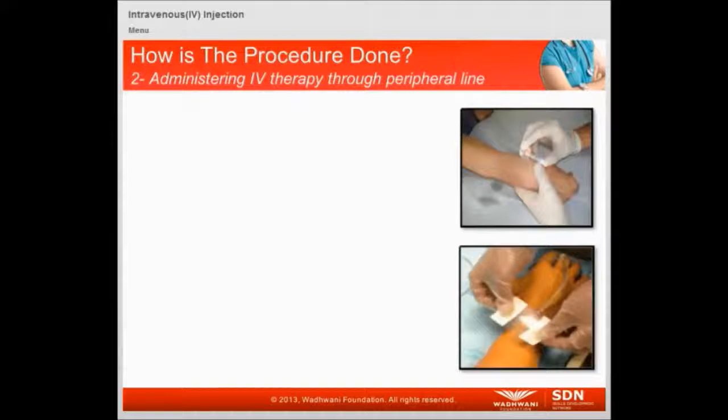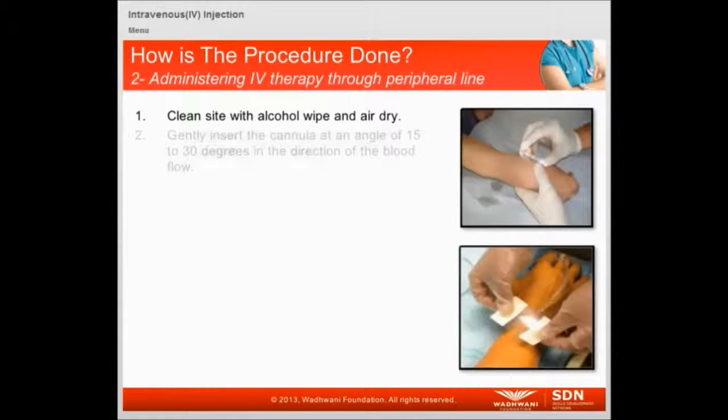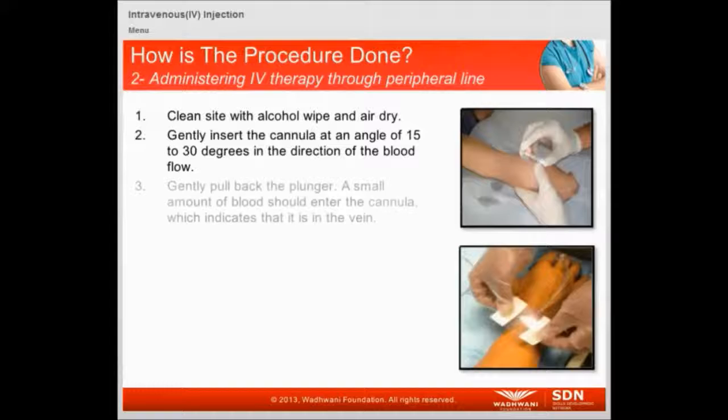Now, for administering IV therapy through the peripheral line, you should: 1. Clean the site with an alcohol wipe and air dry. 2. Gently insert the cannula at an angle of 15 to 30 degrees in the direction of the blood flow. 3. Gently pull back the plunger. A small amount of blood should enter the cannula, which indicates that it is in the vein.